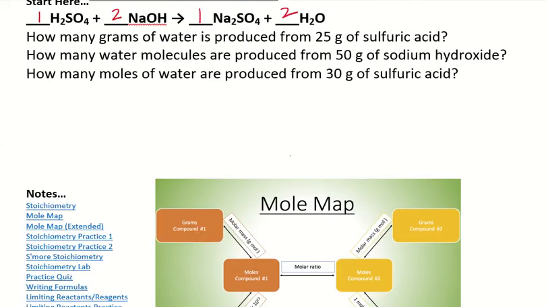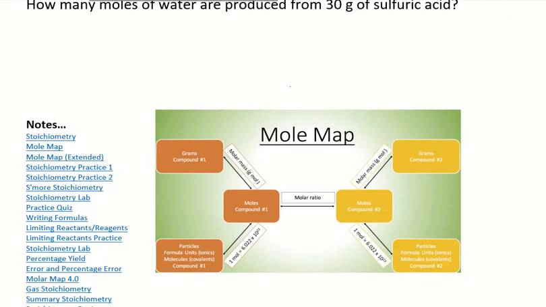All right, last one. How many moles of water are produced from 30 grams of sulfuric acid? Where are we starting? 30 grams of H2SO4. Where are we ending this time? Moles of H2O. How many steps? 2 steps. So this problem is actually shorter than the others.